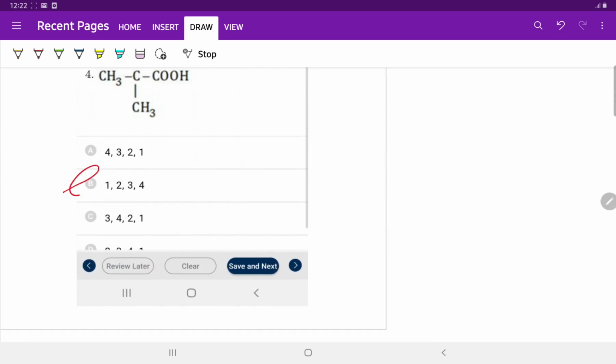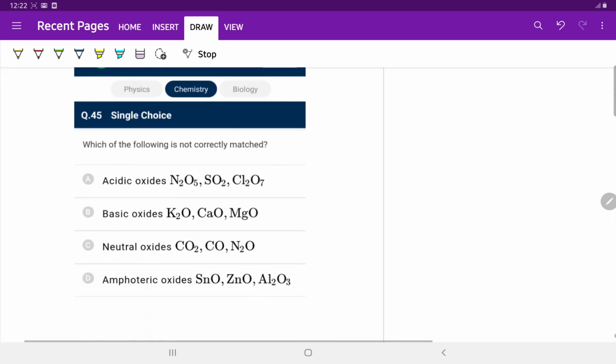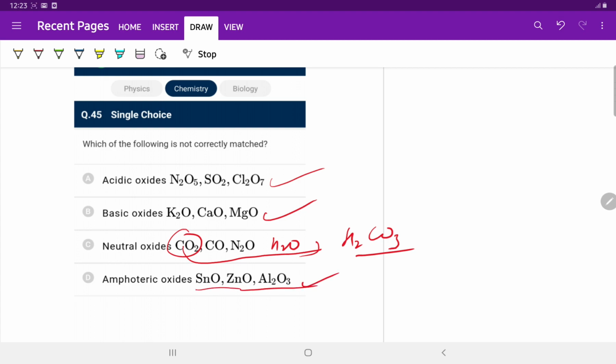Question number 45. Which of the following is not correctly matched? N2O5, SO2, Cl2O7 are acidic oxides, K2O, CaO, MgO basic oxides, CO2, CO and N2O neutral oxides. No, CO2 is an acidic oxide. CO2 reacts with water to form carbonic acid. So CO2 is an acidic oxide. CO, NO and N2O are neutral oxides. Amphoteric oxides SnO, ZnO, Al2O3 is also correct. So C is correct for question number 45.